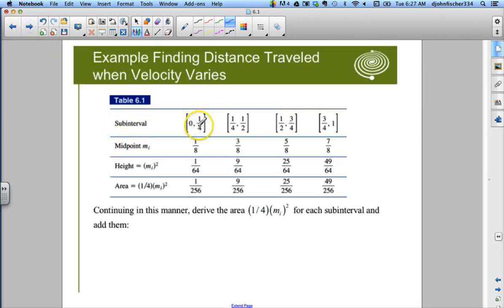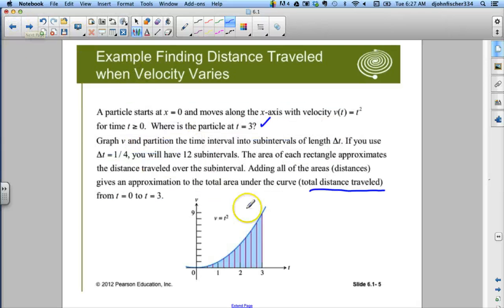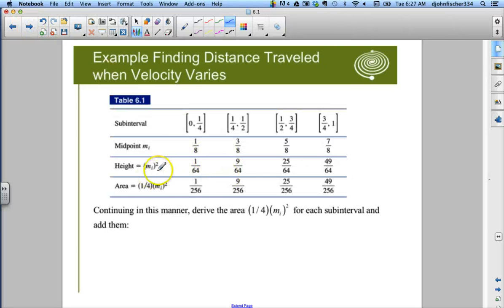So if we start with the subinterval 0 to 1/4, we're going to use midpoints. The midpoint between 0 and 1/4 is 1/8. The height, if you look back at the graph, anytime on this graph, the height of my rectangle is going to be this curve, t squared. So I take my height, t squared, the midpoint 1/8 squared, which is 1/64, and multiply it by the width of my rectangle.